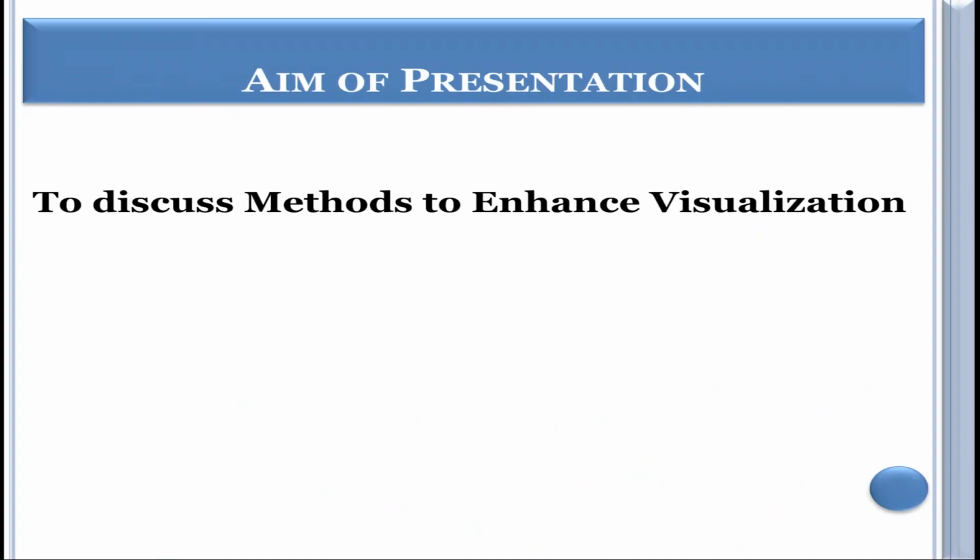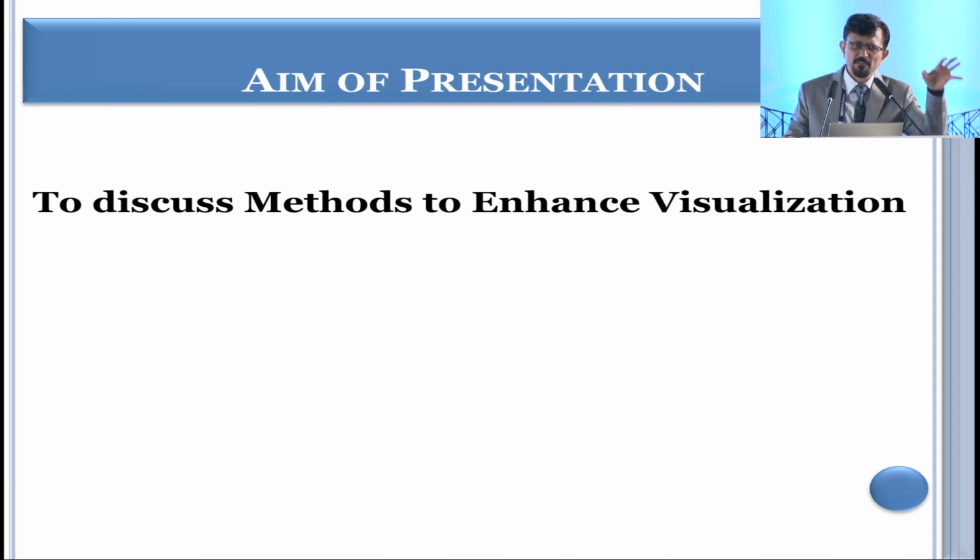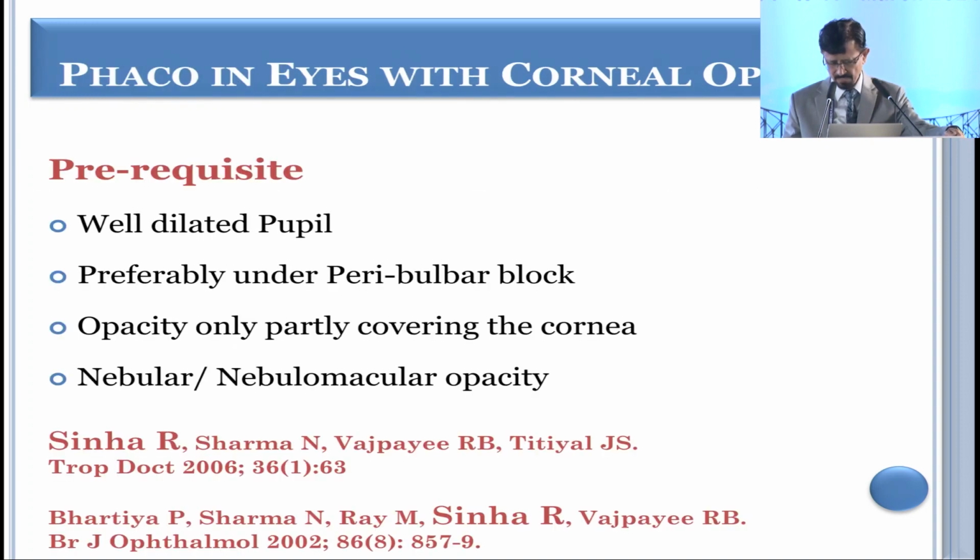I'll be talking about NUCLEUS management in eyes with corneal opacity. The basic reason for presenting this topic is to discuss methods to enhance visualization, because in a case of a corneal haze or opacity, the visualization is an issue. So what is most important? It should be a well-dilated pupil, because if you have a central opacity and the pupil is not well-dilated, most of it will be covered by the opacity.